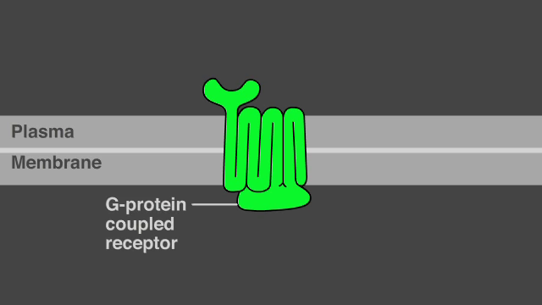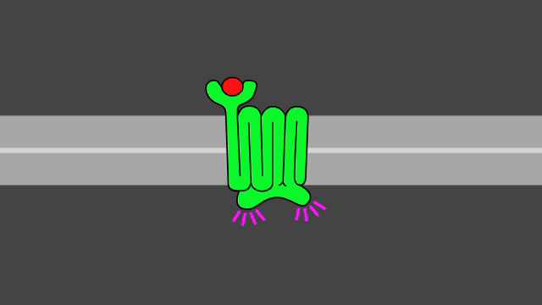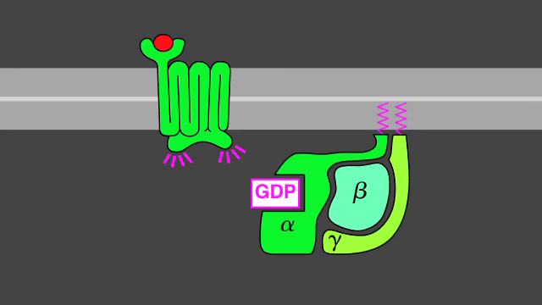Many G-protein-coupled receptors have a large extracellular ligand-binding domain. When an appropriate protein ligand binds to this domain, the receptor undergoes a conformational change that is transmitted to its cytosolic regions, which now activate a trimeric GTP binding protein, or G protein for short.